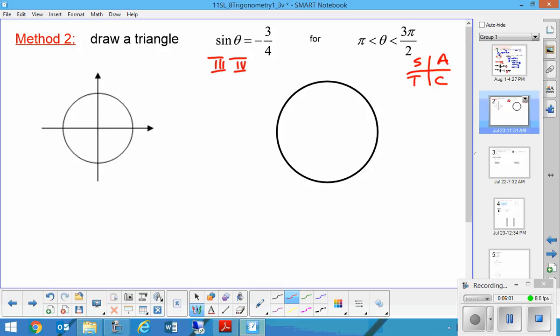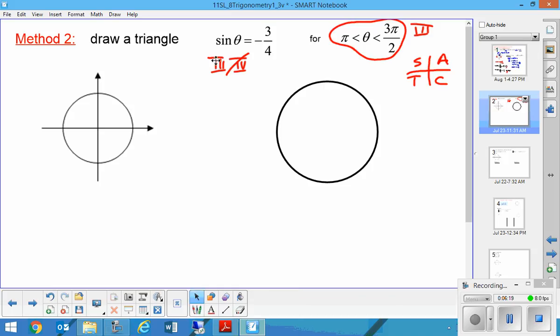But our domain, if we look at this now, in any trig question, always look at your domain. It tells us we're actually in the 3rd quadrant. Okay, so that gets rid of this one. We're in the 3rd quadrant. That means our point is somewhere down here, and the y coordinate is at minus 3/4. Okay, so here's our point down here. That's a P for point.